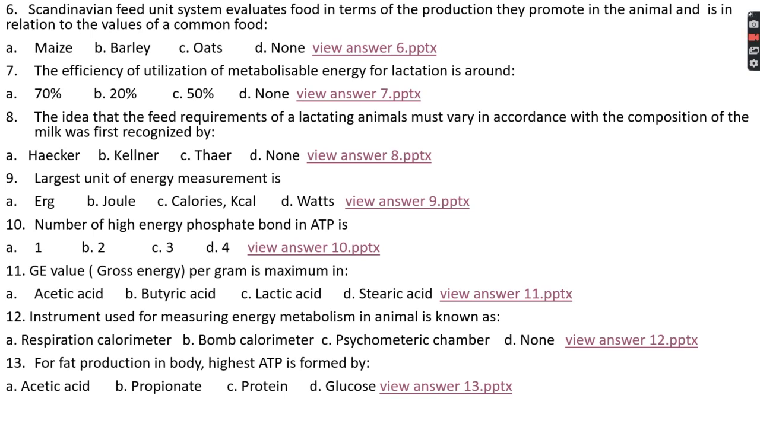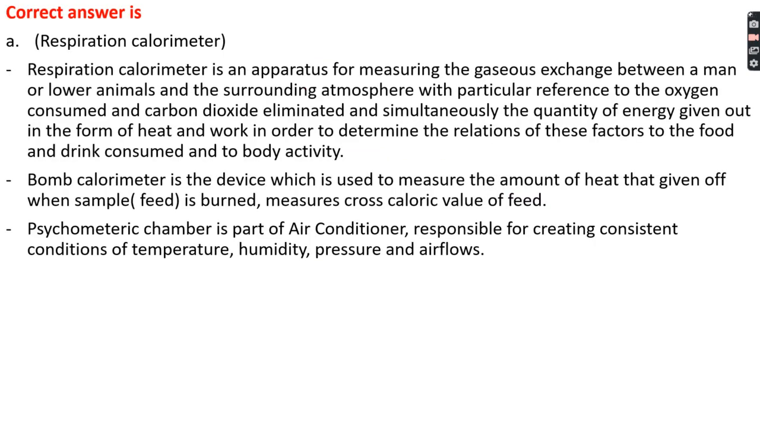Question number 12. Instrument used for measuring energy metabolism in animal is known as option A respiration calorimeter, option B bomb calorimeter, option C psychrometric chamber, option D none. The right answer is option A, which is respiration calorimeter.